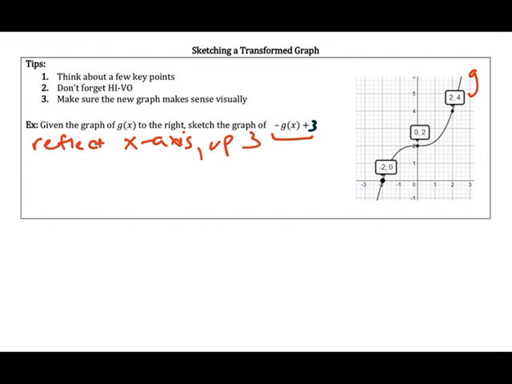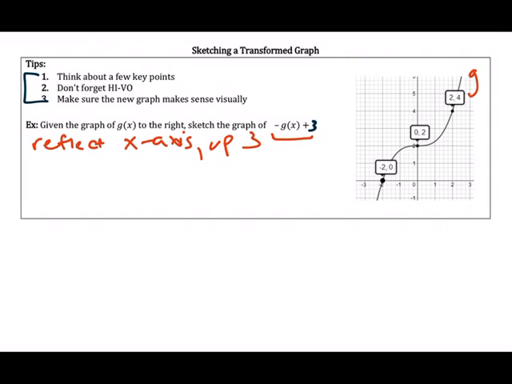And some people have a great visual spatial awareness and can do this without really having to show any work. For me, I need some tips to help me along the way, to help me sort through my thoughts. So here are my tips for you. The first thing that I want you to do is think about a few key points. So in this case, we're going to use these 3 key points as the points that we're thinking about. Don't forget about your domain, and make sure that your new graph makes visual sense to what you're saying happened. Does it actually look like I flipped it over the x-axis and moved it up 3?